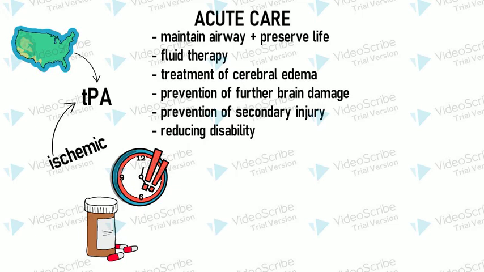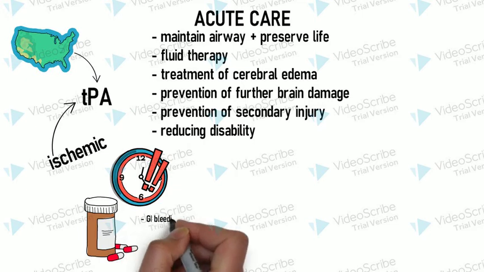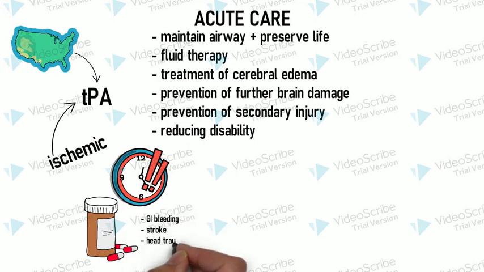But naturally, there are contraindications for TPA use, and include a recent history of GI bleeding, a recent stroke, recent head trauma, recent major surgery, or active internal bleeding.